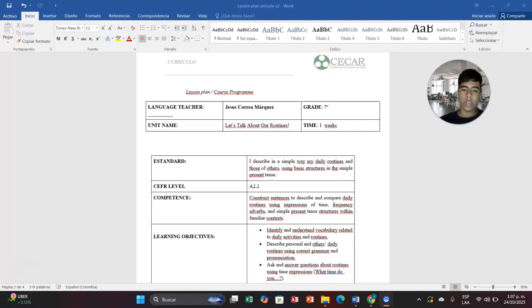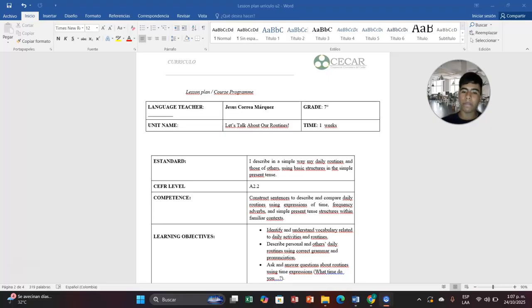The name of the unit in this case is Let's Talk About Our Routines. I'm going to be teaching daily routine, sorry. And this is for seventh grade, by the way. The standard is to describe in a simple way my daily routines and those of others using basic structures in the simple present tense. Sorry, I forgot to mention that this is to work in about a week. That is the estimated time.